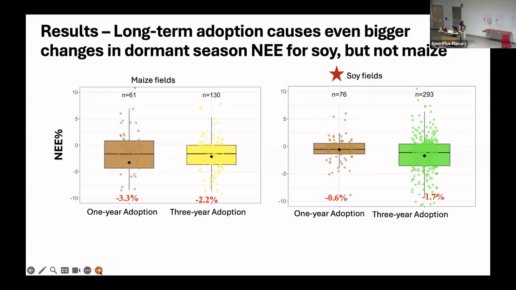The last result is where we separate by adoption period. Some sites only adopted for 1 year, but other sites might have adopted for more than 3 years. Again, for the soybean fields, if you adopt multi-year cover cropping, you usually take up more carbon.